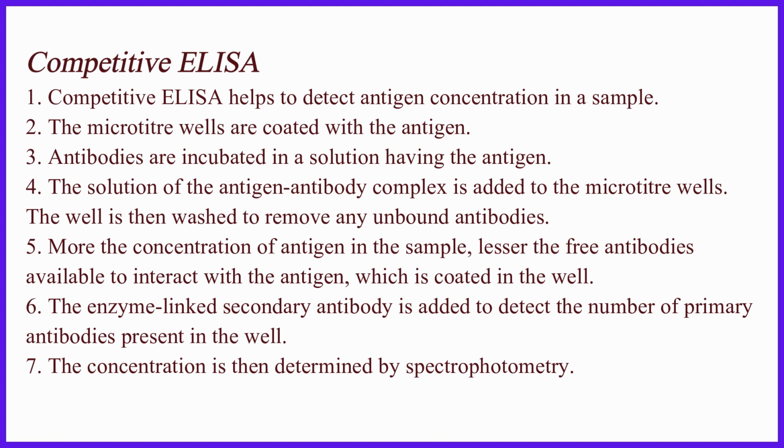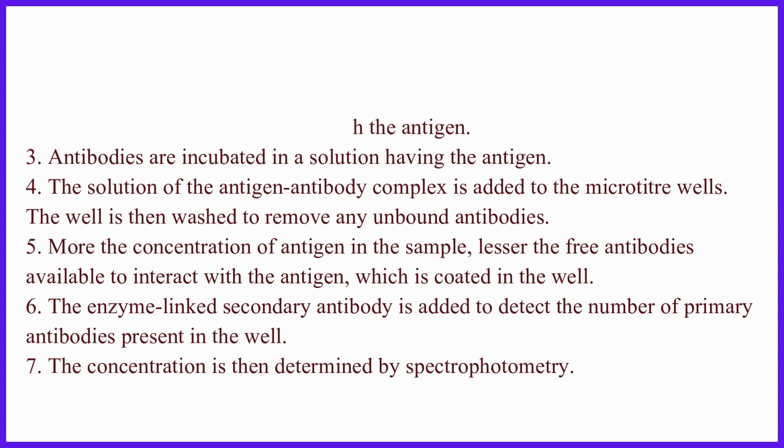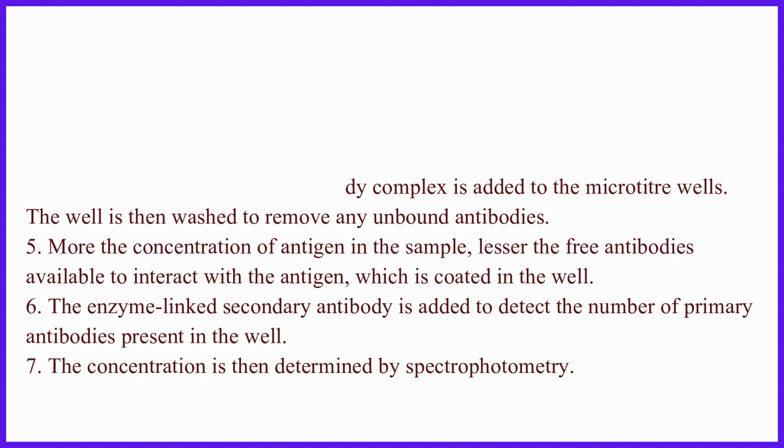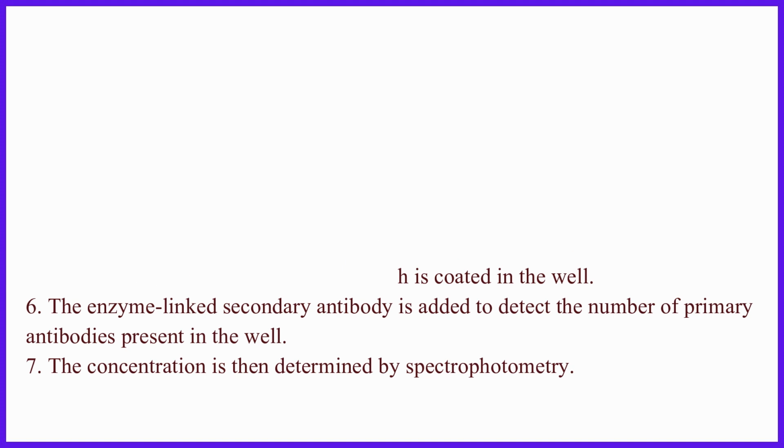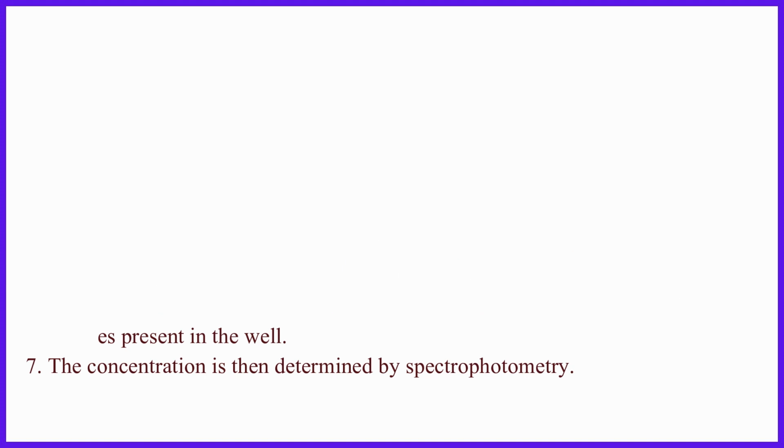The more the concentration of antigen in the sample, the fewer the free antibodies available to interact with the antigen coated in the well. The enzyme-linked secondary antibody is added to detect the number of primary antibodies present in the well. The concentration is then determined by spectrophotometry.